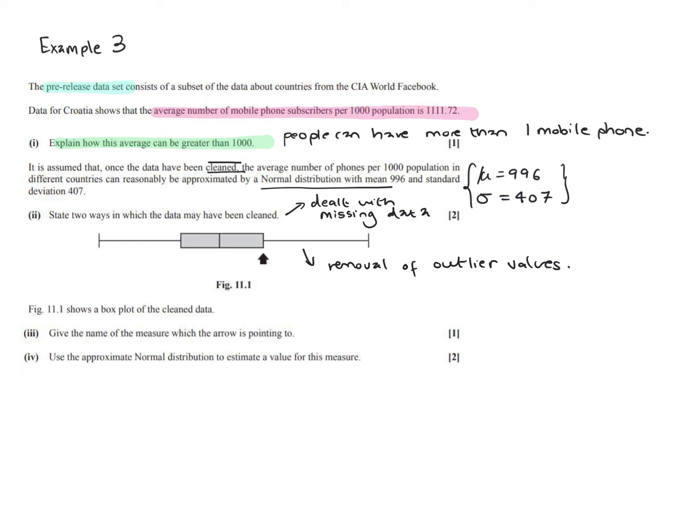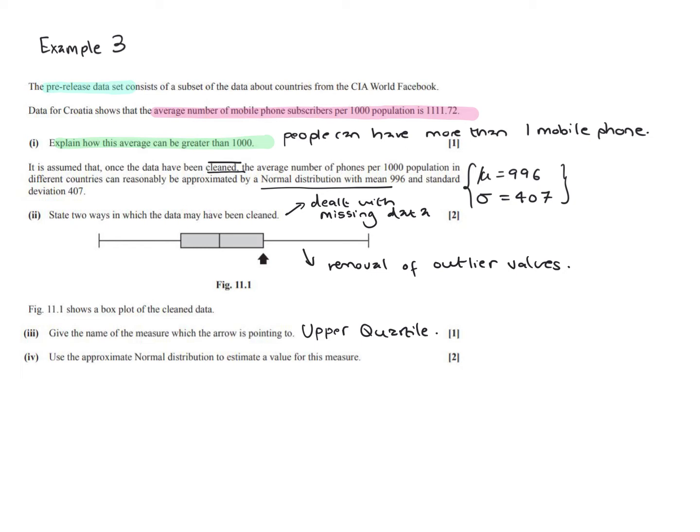Now, figure 11.1 shows a box plot of the clean data. Give the name of the measure which the arrow is pointing to. So this should be really obvious, even back from GCSE maths, that this is the upper quartile. Use the approximate normal distribution to estimate a value for this measure.